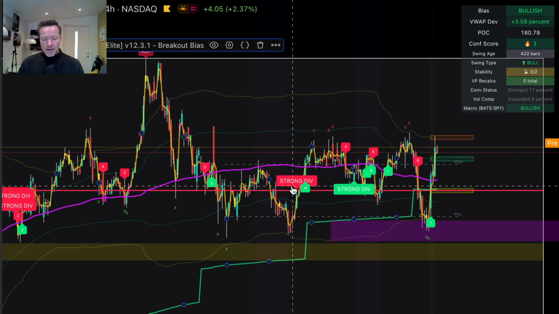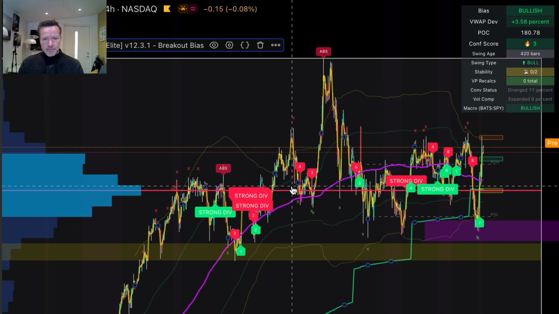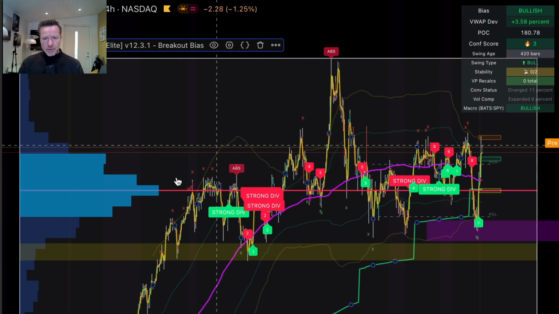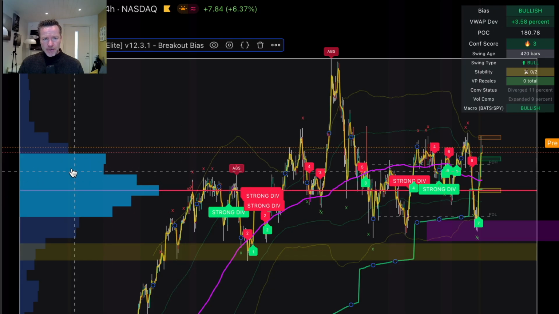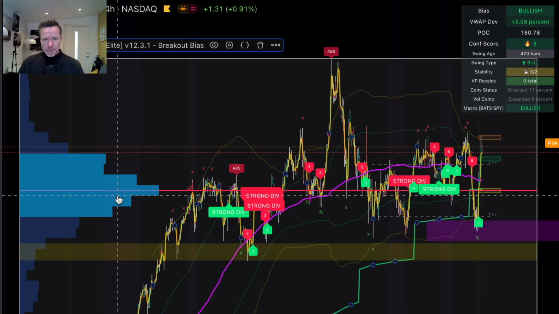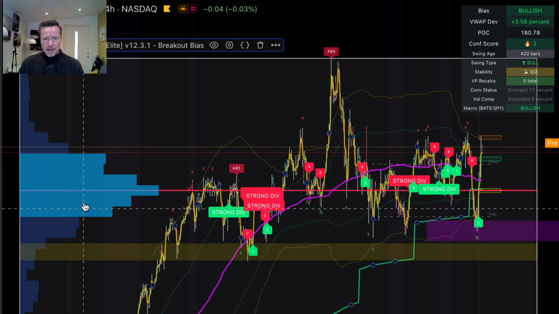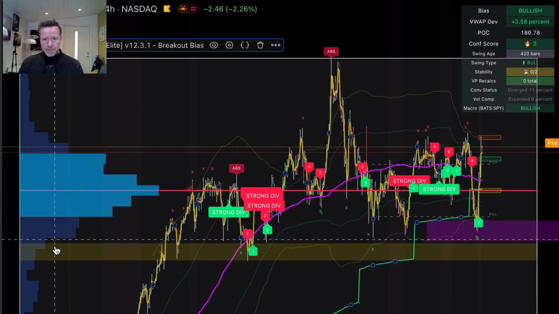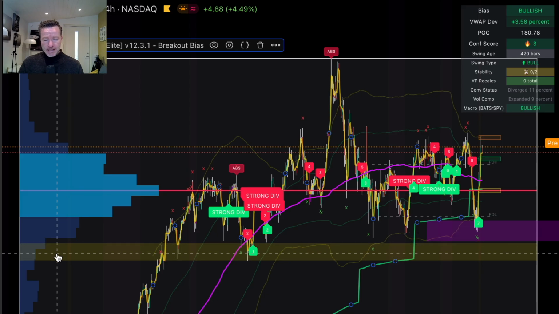Third, the volume profile. These colored zones on the left chart show you where volume occurred at which prices. The light blue zones are high volume nodes, institutional accumulation or distribution areas. The gaps between the zones, those are air pockets where price moves fast because there's no volume support.